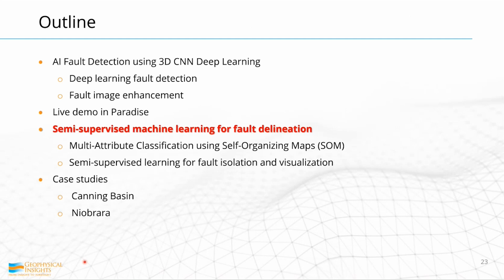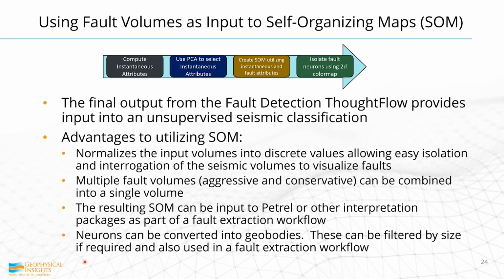We're moving on to the next part of the agenda, which is called semi-supervised machine learning for fault detection. What we're going to look at here is including our fault volumes as input to self-organizing maps. What Jay showed was the output from the fault detection workflow, which provides us with volumes of fault probability as well as fault dip and fault azimuth.